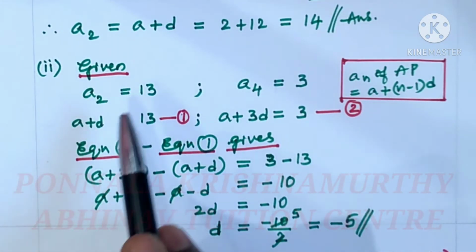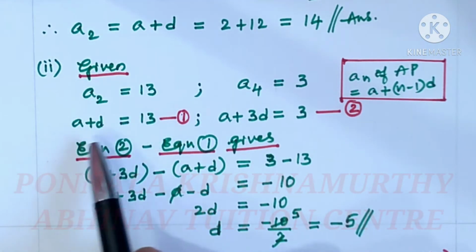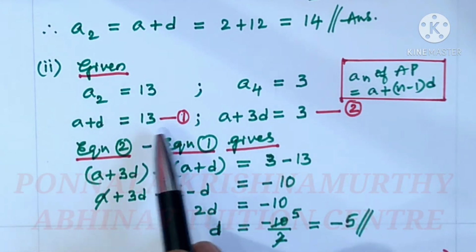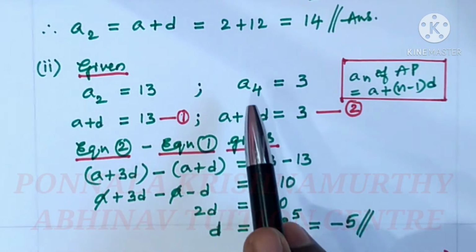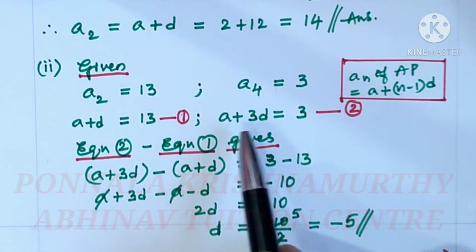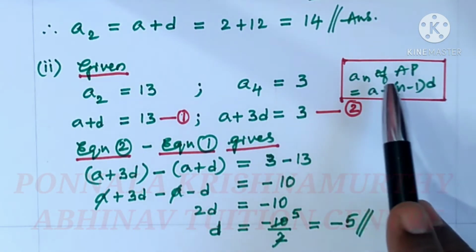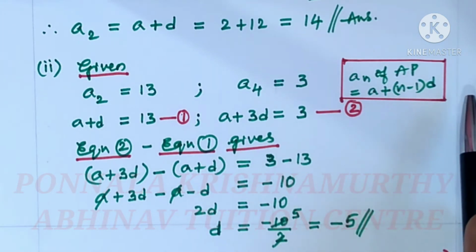Second one, given A2 equal to 13. A2 is nothing but A plus D. That is equal to 13. Let this be equation 1. A4 equal to 3. A plus 3D equal to 3. This is equation 2. We have a formula An of AP equal to A plus n minus 1 into D.